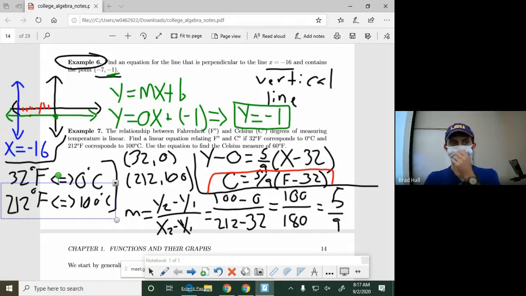And this is normally the process you use if you're trying to find the linear function or linear expression for 2 points. Find the slope, and then you use point slope form, as I did here.